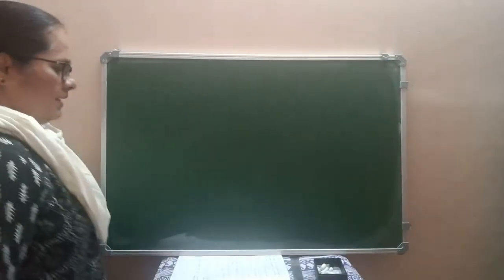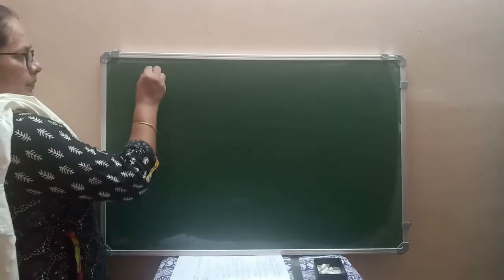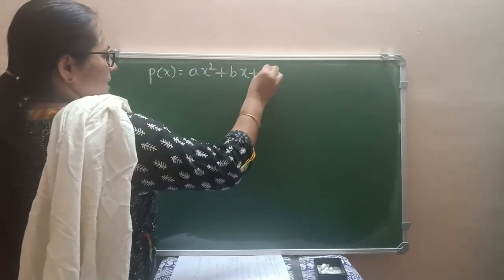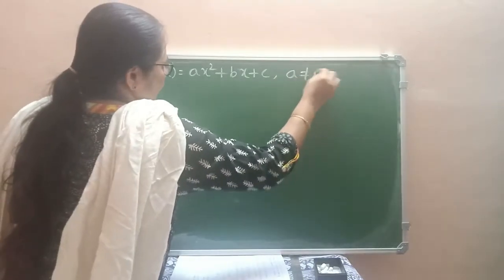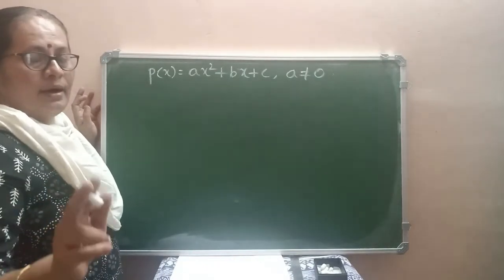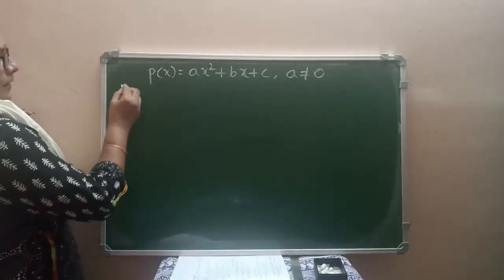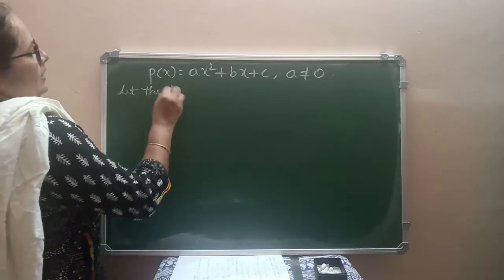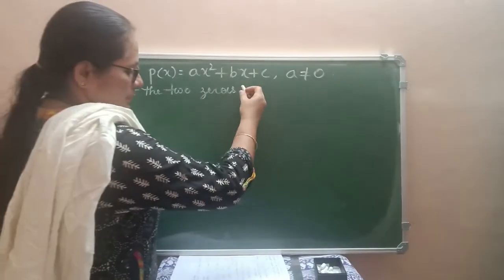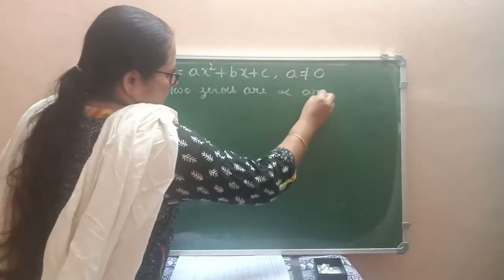Now, in general, any quadratic polynomial of the form p of x equals ax square plus bx plus c, where a not equal to 0, has at the most two zeros. So these two zeros we take as alpha and beta. Alpha, beta are the Greek letters. Let the two zeros be alpha and beta.